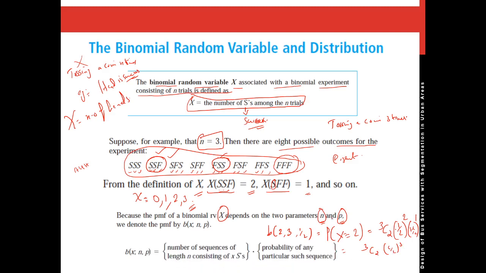So that is b(x; n, p), the number of sequences of length n consisting of x successes times the probability of any such particular sequence. So here this is like the number of sequences. So how many ways can you take 2? That is b(2; 3, 1/2), the number of times you can choose, which is 3 choose 2 into 1 by 2 squared into 1 by 2. Okay, so next.